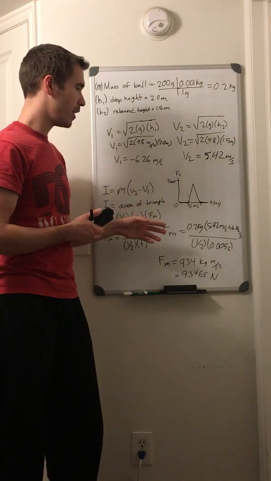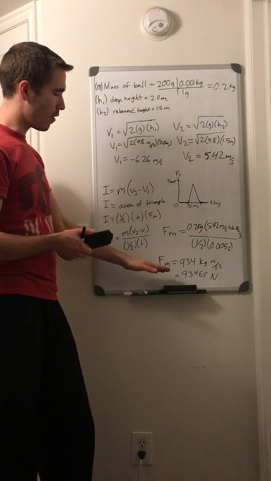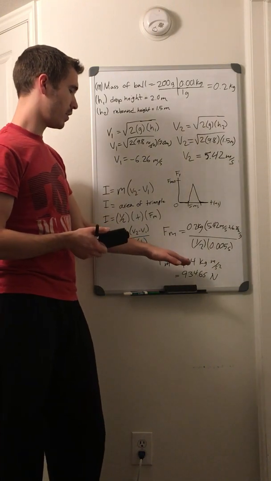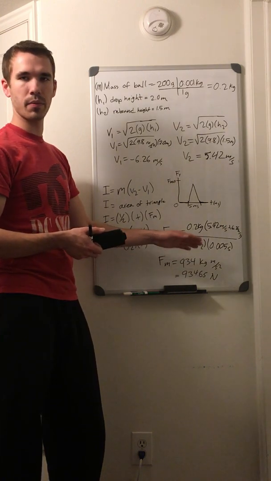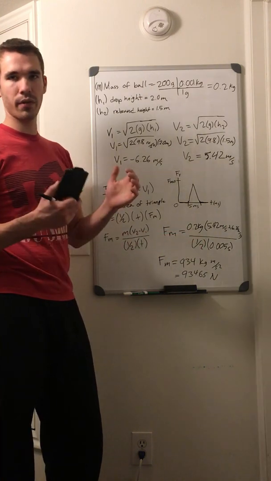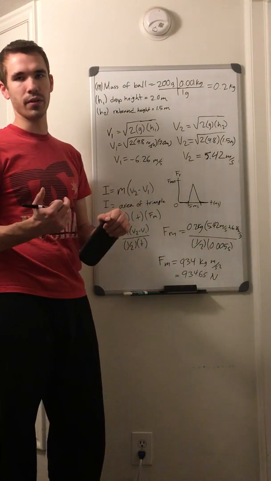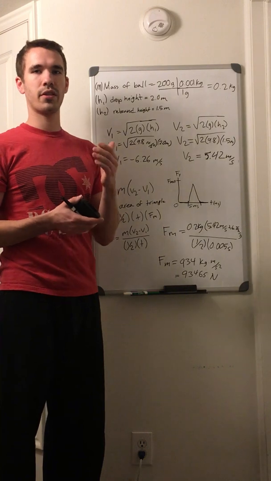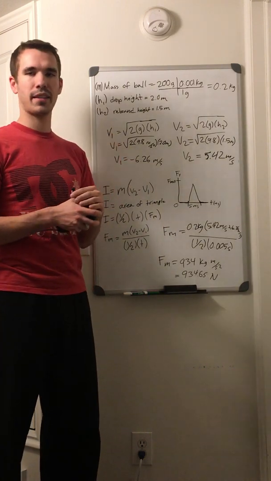we just run it through calculation, and we get our maximum force equals 934.65 kilograms times meters per second squared, which is equivalent to 934.65 newtons. And that's the answer to our question of what is the maximum force the floor exerts on the ball, and that's how you do this problem.